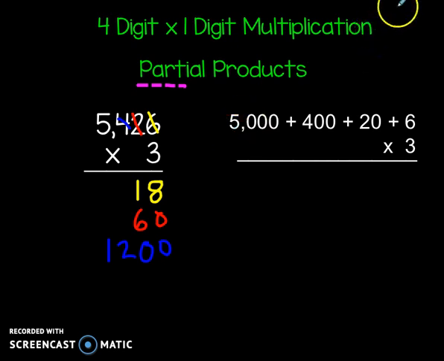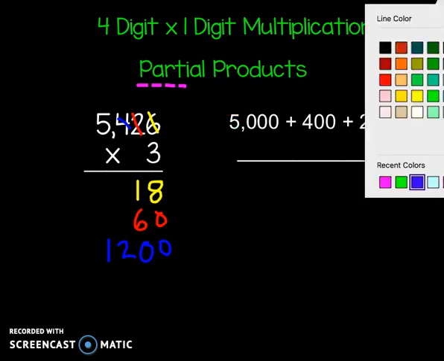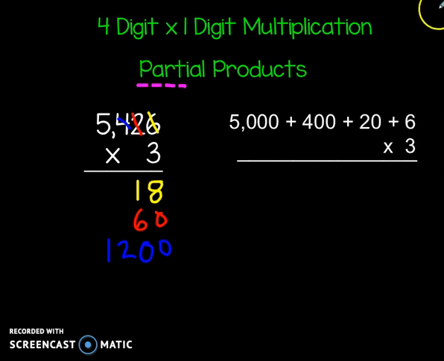And remember what my 5 really means. My 5 really means 5,000 right here. So what is 5,000 times 3? Well, I know that 5 times 3 is 15. So I'm going to go ahead and put my 15 down here. And notice how I've got all this space because what there is with my 5,000 is 3 more zeros. 1, 2, 3. So I'm going to go ahead and put them in.